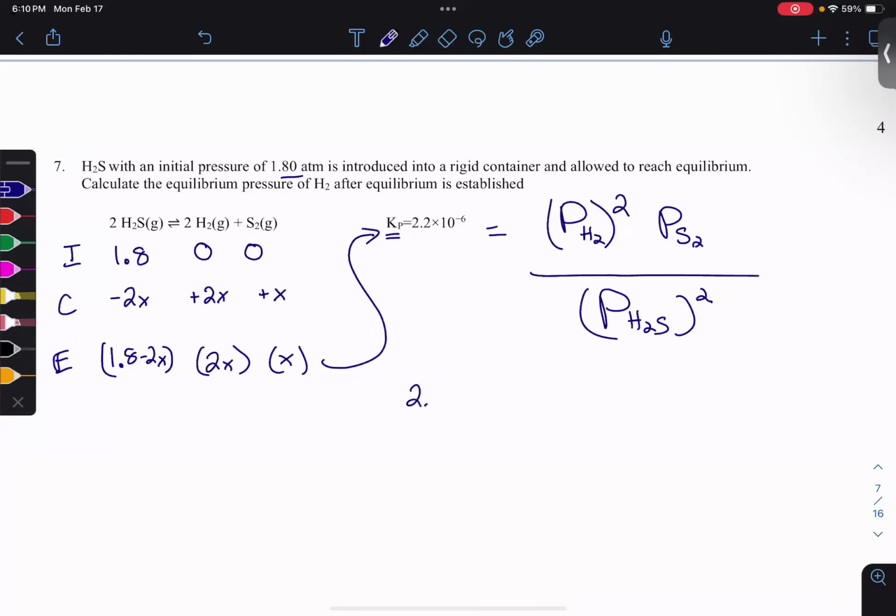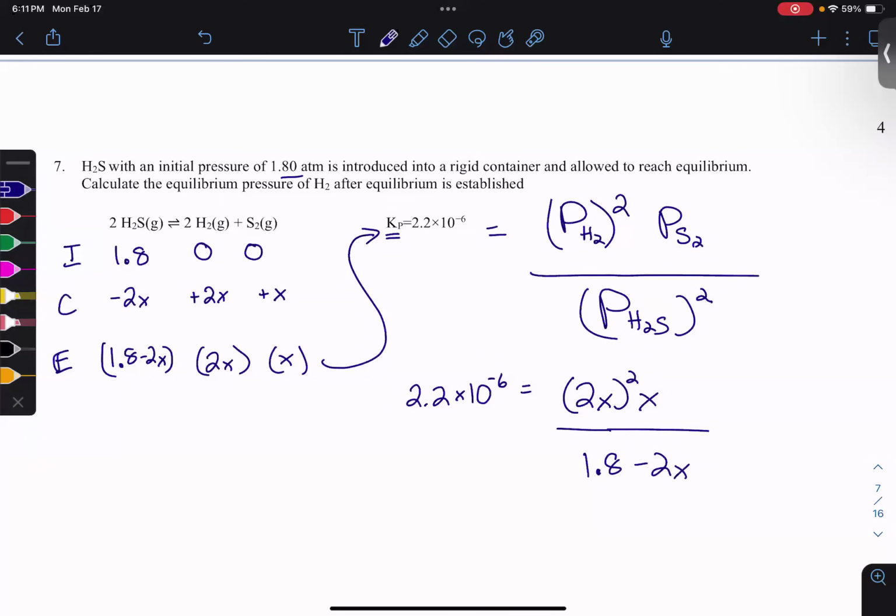So when I fill this in, 2.2 times 10 to the negative 6 equals, I'm going to put in those values, but be very careful. It's 2x, but the whole thing is squared, the whole thing. And then the pressure of S2 is just x, so tack on an x at the end. Do not forget that. Over 1.8 minus 2x. Is that it? The whole thing squared, yes, whole thing squared. Okay. All right, this looks real ugly.